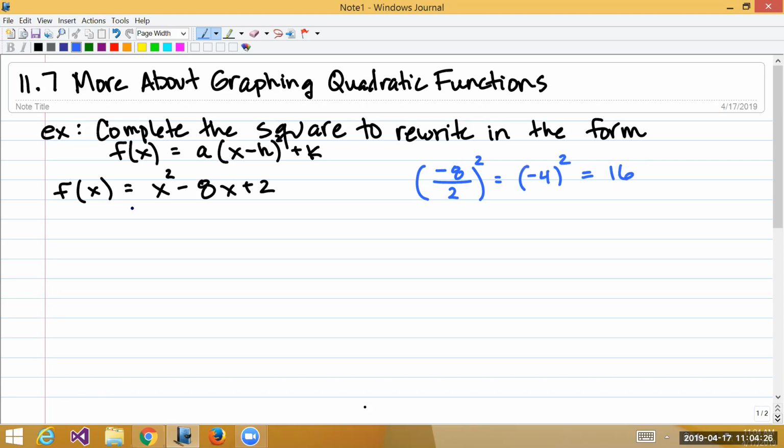Now, what do we normally do? We would add 16 to both sides. But since we don't want to do anything on the left side, how can we still add the 16 but maintain the balance without basically changing the value of this function? What we'll do is, you always want to add it after the second term. We're going to add 16, but we'll also subtract the 16, and then don't forget the plus 2.